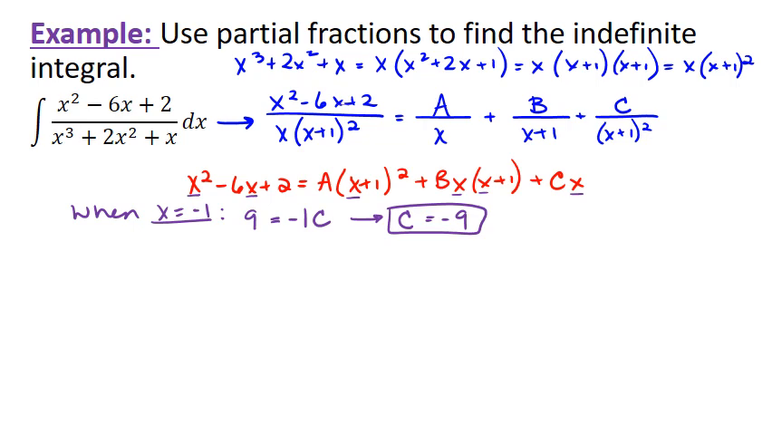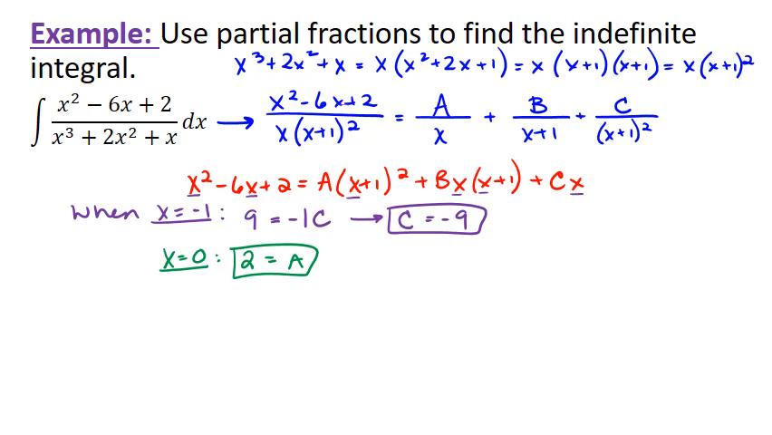Okay, let's pick another value for x. x equals 0, for example. Go ahead and plug 0 in everywhere you see an x. When you do, you end up with 2 is equal to, if you plug in 0 here, you get 1 times a. If you plug in 0 here, all of this goes away. If you plug in 0 here, all of this goes away. So that was quite easy. So I found that a is 2. So now think of some other value you can plug in.